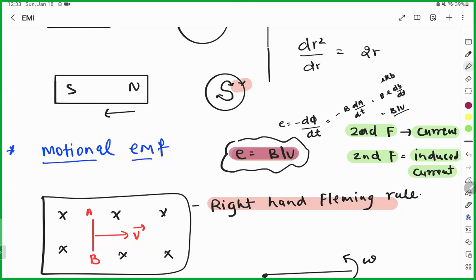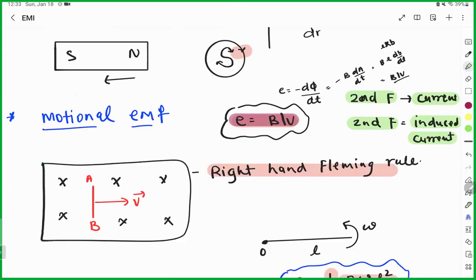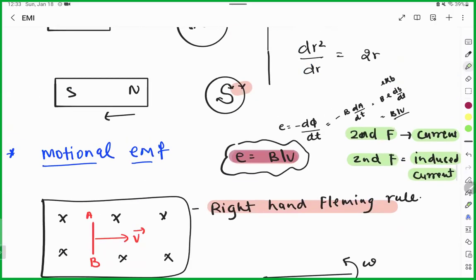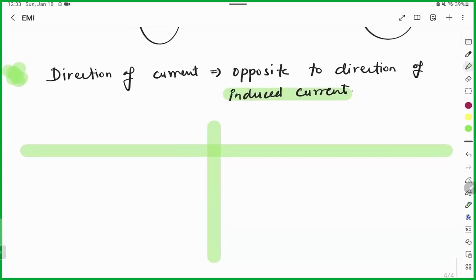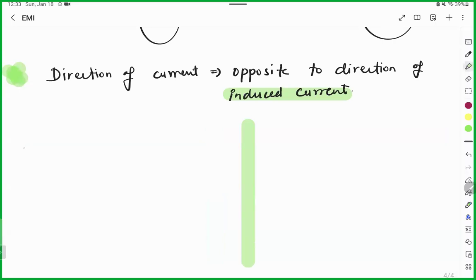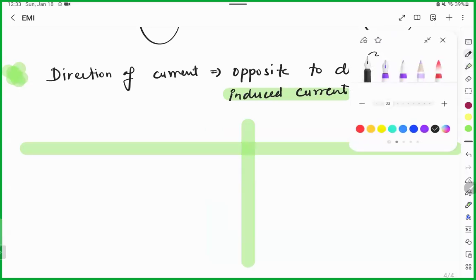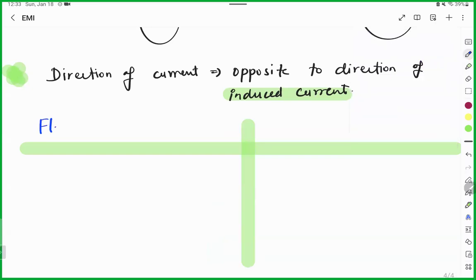Sarah, what is the difference between Fleming left hand rule and Fleming right hand rule? Here we have Fleming right hand rule, and in previous chapter we had Fleming left hand rule. Sir, in Fleming's left-hand rule, we have force, and in right-hand rule, we have induced current. Okay.